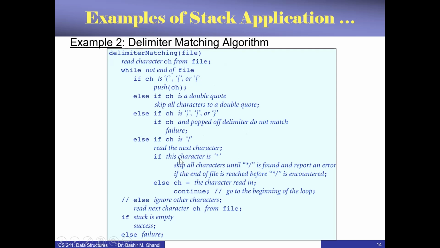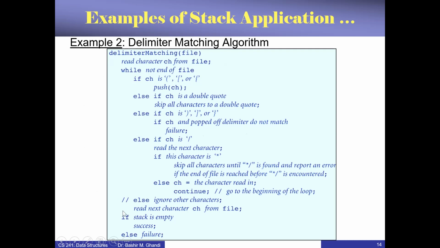Now in case it is not a star, so this is a normal slash that is used for division, therefore don't return an error. Simply read the next character and start the loop all over again. This continue means start the loop all over. Now if the character you read is none of this, just ignore it and read the next character, and start the loop again with this new character.